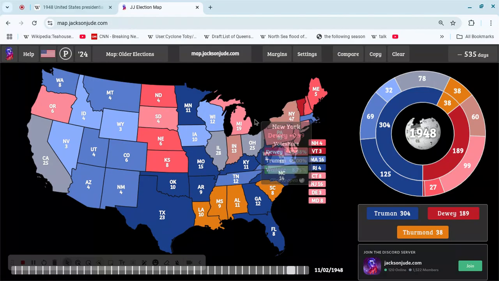Eight plus 47 plus 19, so 55 plus 19. You're adding 74 electoral college votes to the Democratic side. And we already talked about how it's 352 to 189. Now it's 416 to 115.